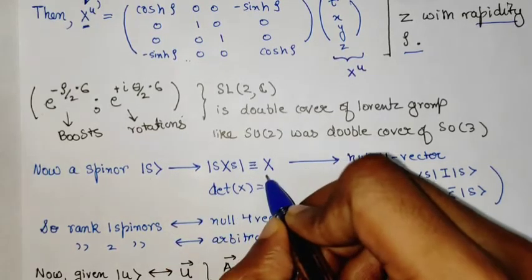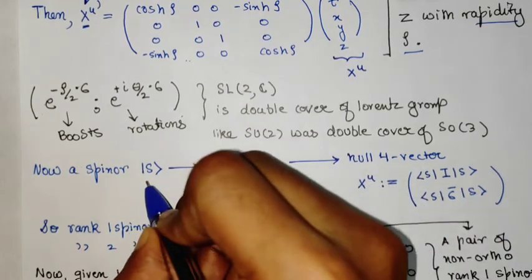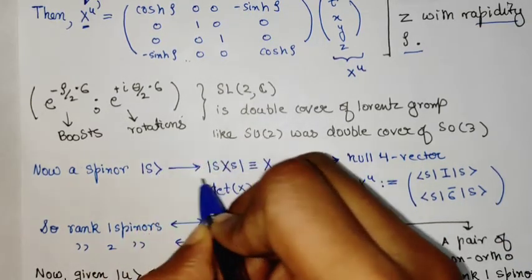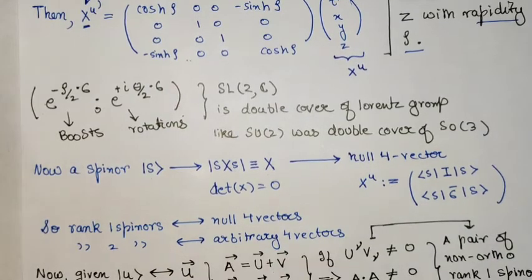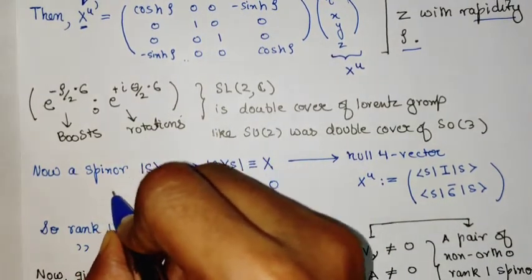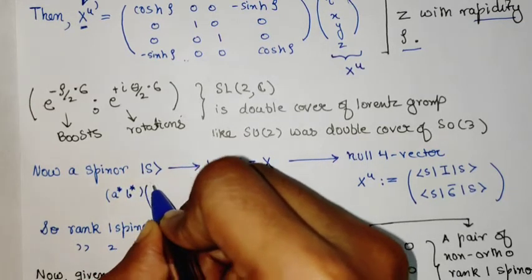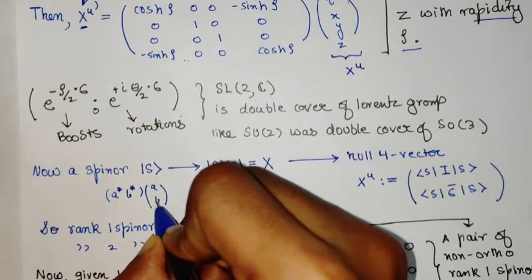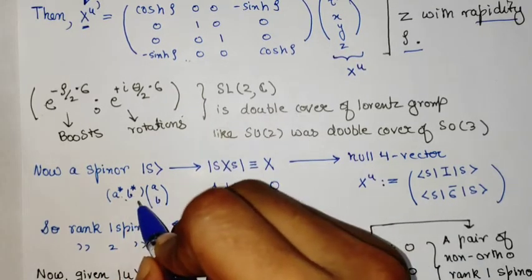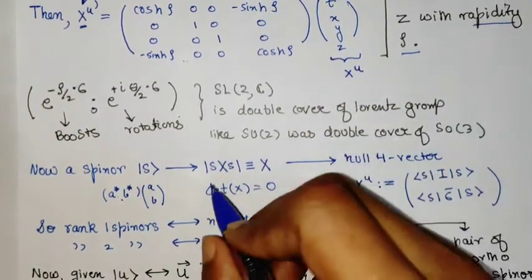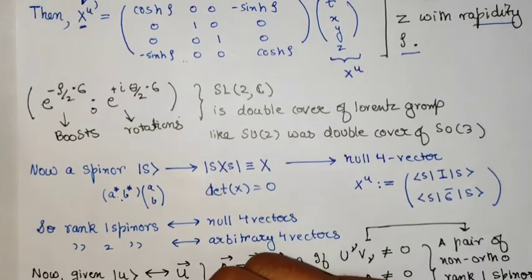a spinor S that we have, we can associate to it a Hermitian matrix X in this fashion. But you see, the spinor S is such that the Hermitian matrix will automatically have determinant 0. This is easy to check because you can simply perform the outer product A star B star multiplied with AB, where this is the spinor. And then we can see that we will get the determinant of this matrix as 0.